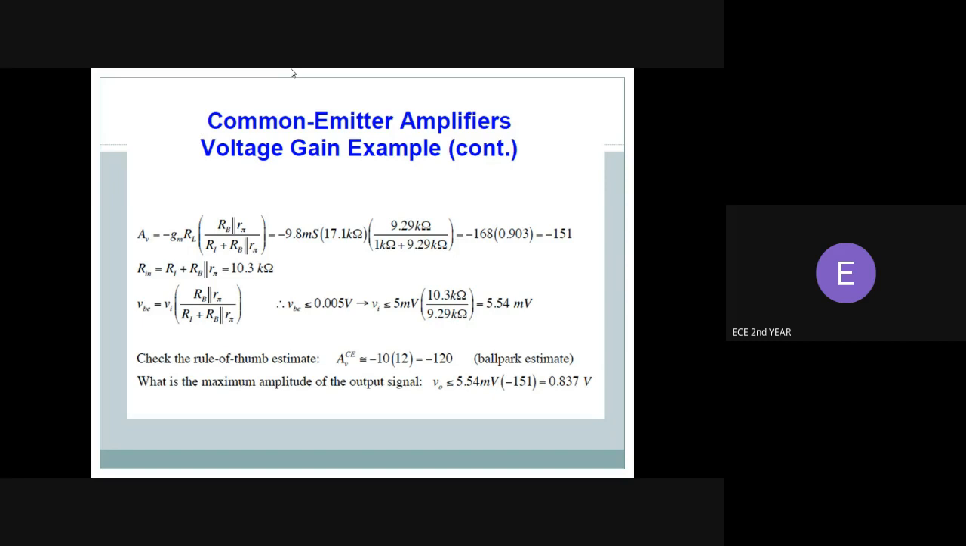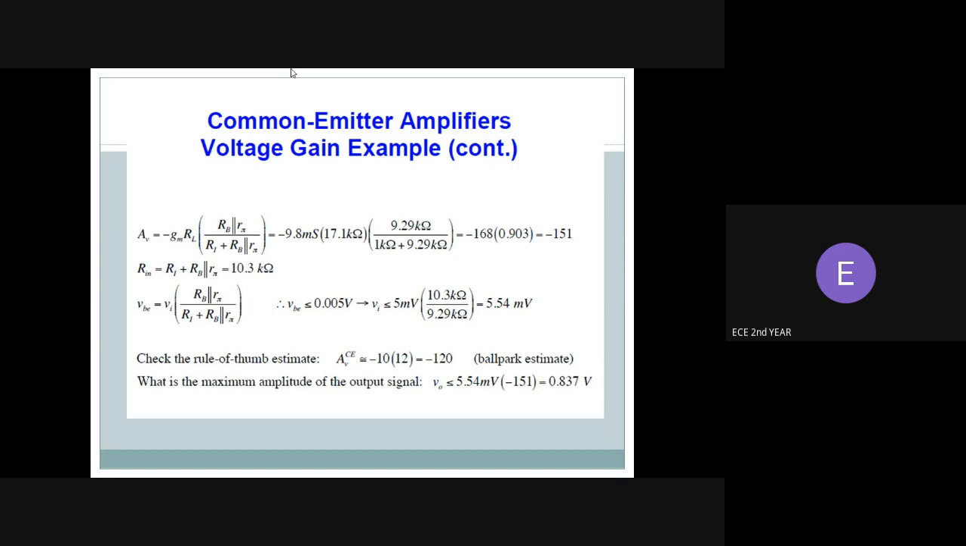We should be checking the thumb rule. The thumb rule says the voltage gain is about 10 times 12, so 120, as a ballpark estimation. The maximum signal amplitude is just less than 5.5 millivolts, which is 151 times, which is equal to 0.8 volts.